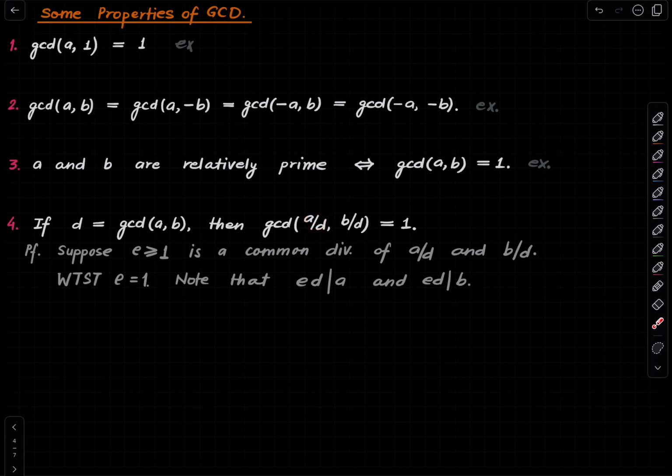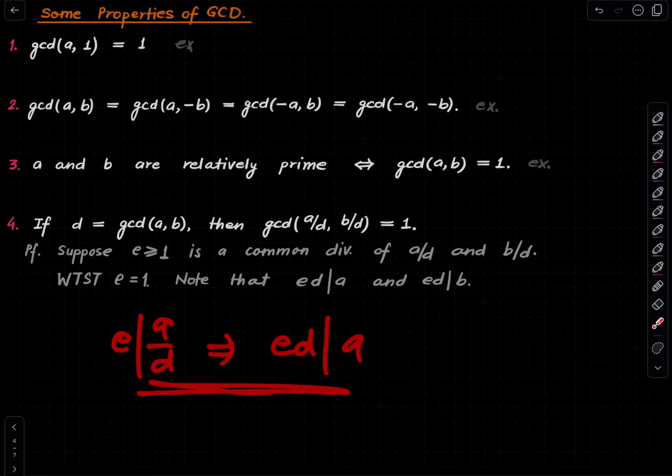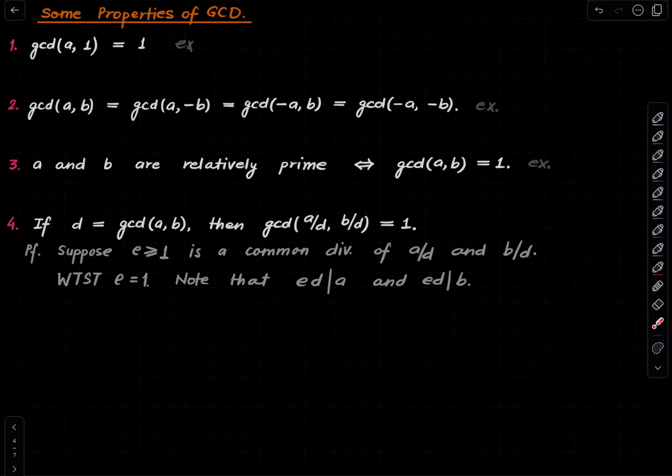E is a divisor of a by d, and hence ed is a divisor of a. E divides a by d implies ed divides a. Very simple statement. That's what we are using. And by the same token, ed divides b. So ed is a common divisor of a and b, and in fact it is a positive common divisor.